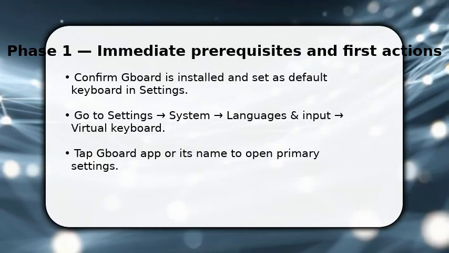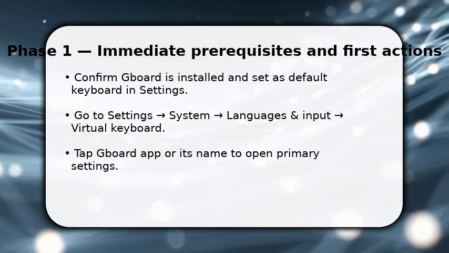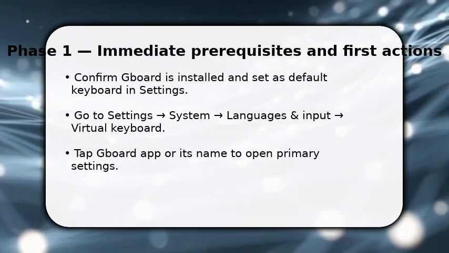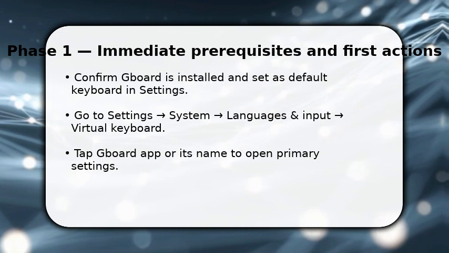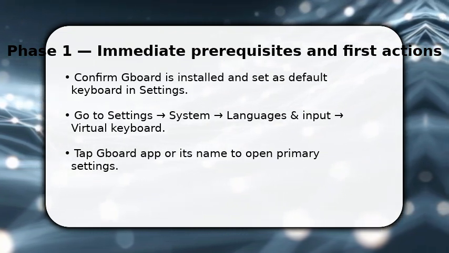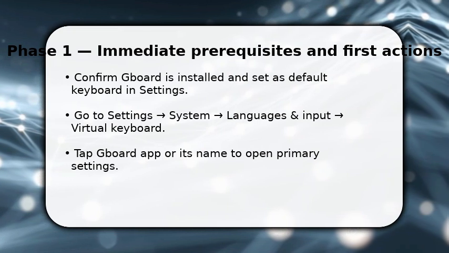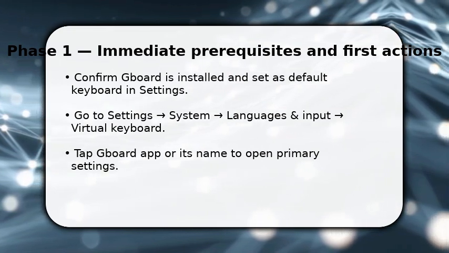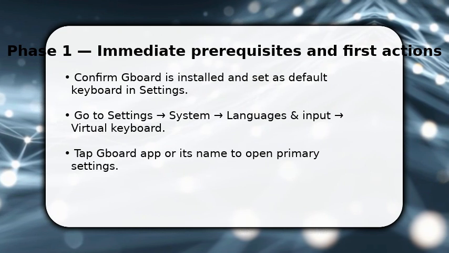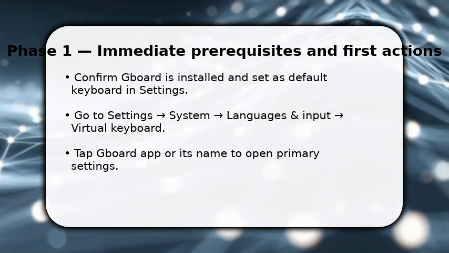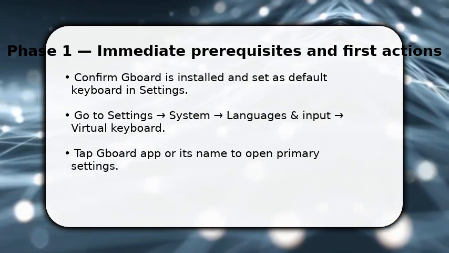You start by confirming Gboard is installed and set as your default keyboard. This ensures changes take effect. Once done, open Settings, then System, then Languages and Input, and select Virtual Keyboard. It groups all active keyboards in one place. Now, tap Gboard to enter its settings screen.